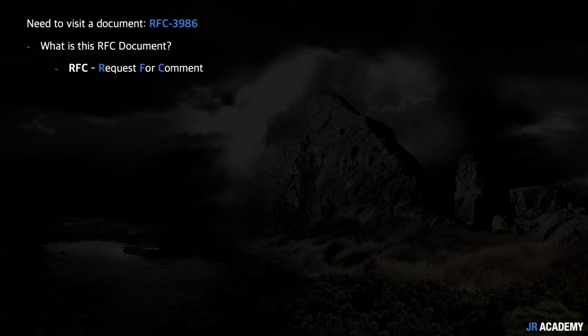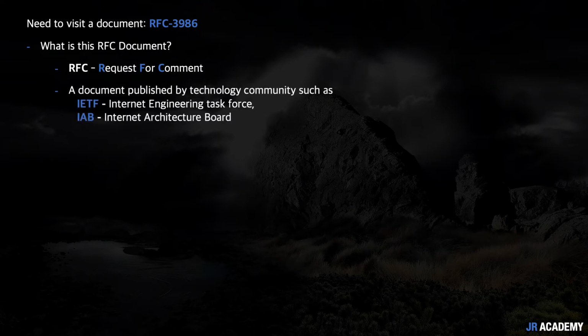RFC is a request for comment document, and it is a document published by technology communities such as IETF. It is the Internet Engineering Task Force, and we already heard this name before in this series. And IAB. IAB is the Internet Architecture Board, but sometimes independent authors also publish these documents. But usually these authors are big engineers and computer scientists. And 3986 is the identification number of that document.